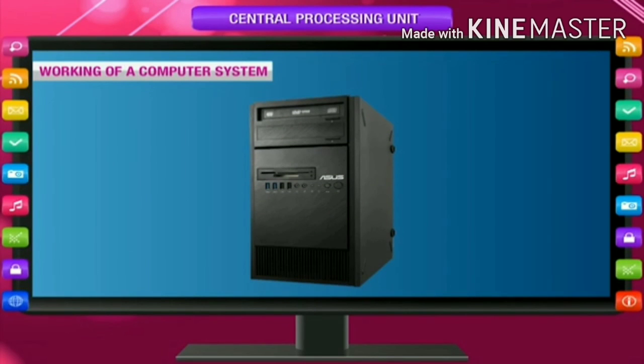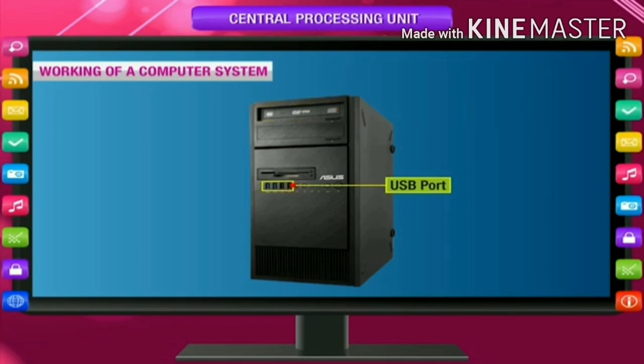CPU cabinets are available in various designs but contain the same components inside. Some important parts of the CPU cabinet you need to identify are as follows. Power button, it is used to turn on the computer. Reset button, it is used to reset or restart the PC without switching off. CD and DVD drive. Normally it has a drive which can be used to read and write information from CD or DVD.